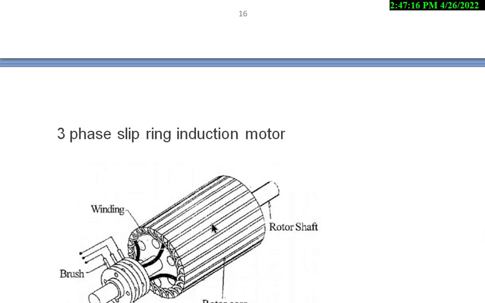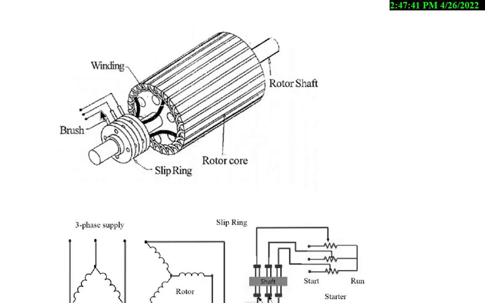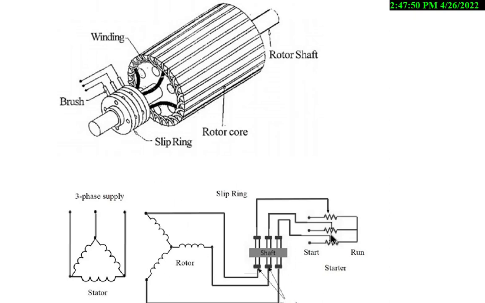Coming to the other type of three-phase induction motor, that is called the three-phase slip ring induction motor. It appears like this. This is the rotor core, this is the rotor shaft, and these are the brushes, and these are the slip rings, and these slip ring terminals are connected via brushes, and that will be connected to a variable three-phase rheostat like this.